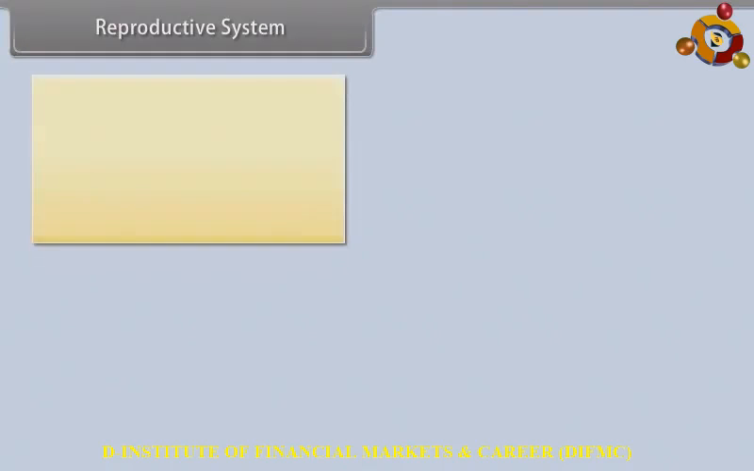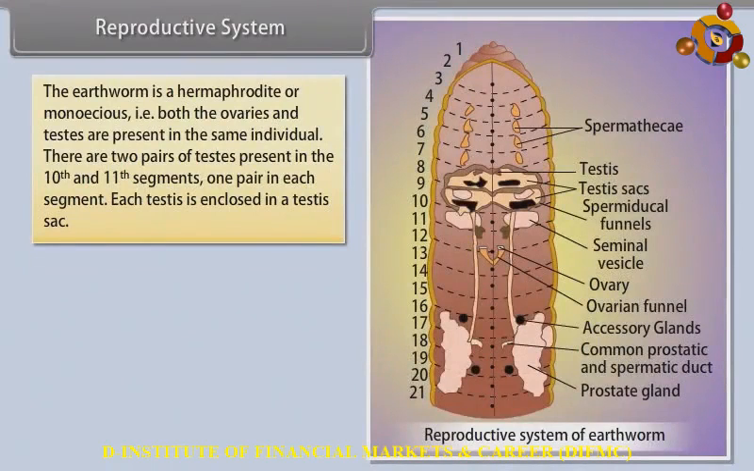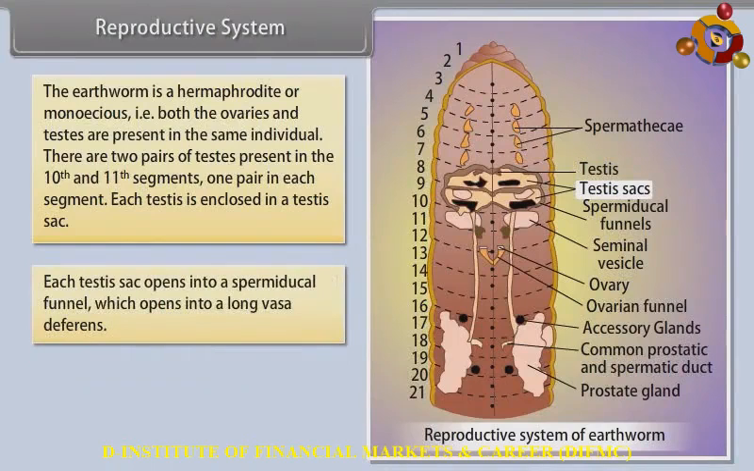Reproductive system. The earthworm is a hermaphrodite or monoecious. That is, both the ovaries and testes are present in the same individual. There are 2 pairs of testes present in the 10th and 11th segments, 1 pair in each segment. Each testis is enclosed in a testis sac. Each testis sac opens into a spermiducal funnel, which opens into a long vasa deferens.